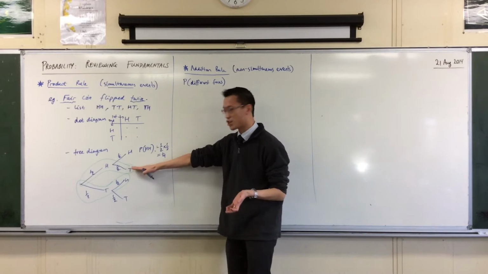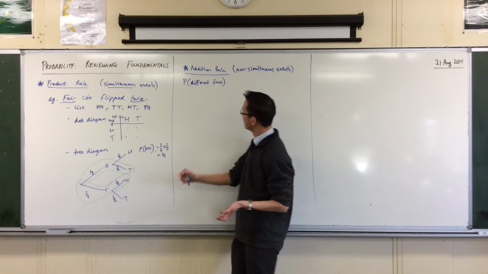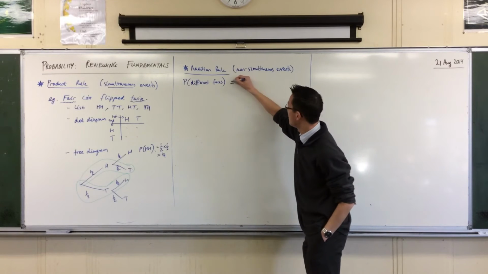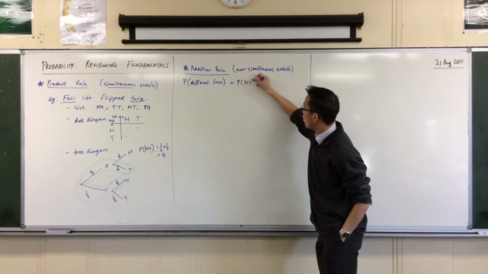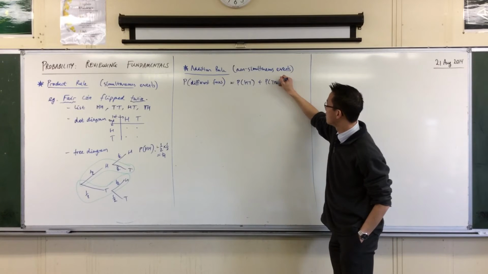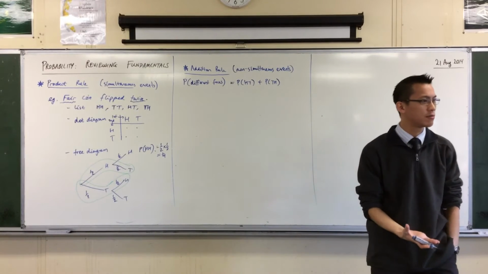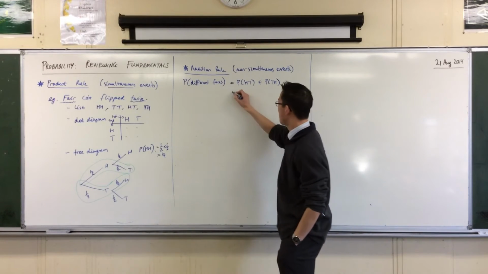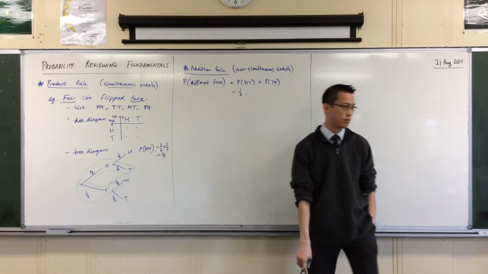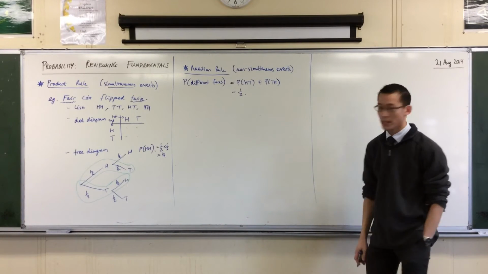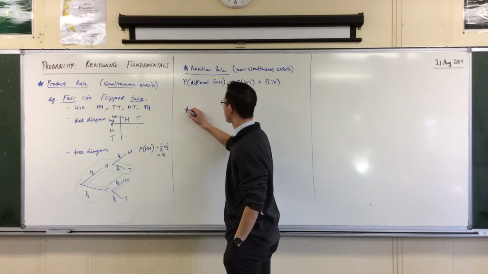So we still know that each of these is going to be a quarter, but in order to get both of them together, right, you go one plus the other. That's all they mean by the addition rule, okay? So a quarter plus a quarter, that gives you a half. No problems, easy. Okay, one more. The complement.